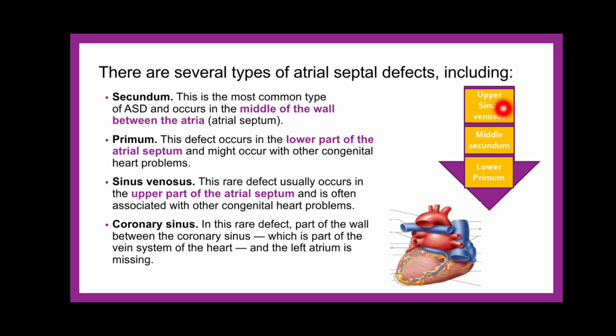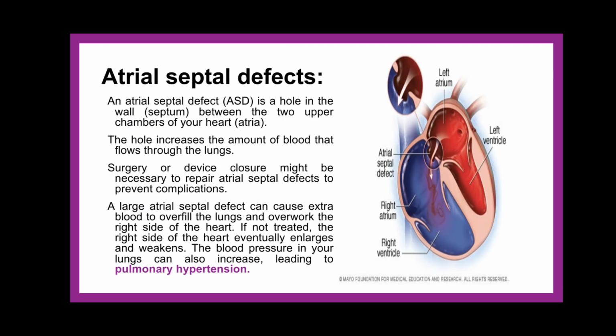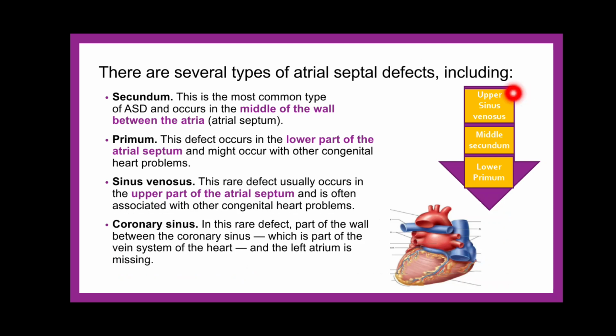Here, the septum is the atrial septum, and the defect can be in the upper part, the middle part, or the lower part. If the defect is in the upper part of the septum, it is known by the name sinus venosus. It usually occurs in the upper part of the atrial septum and is associated with other congenital heart problems. Okay, what is primum?